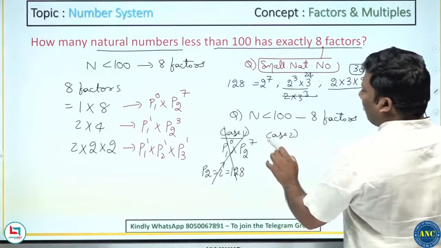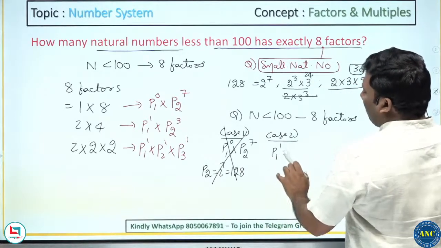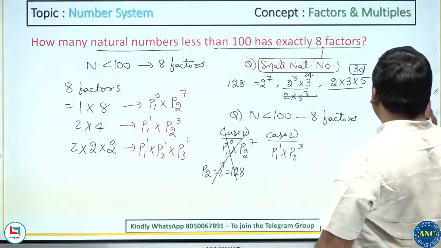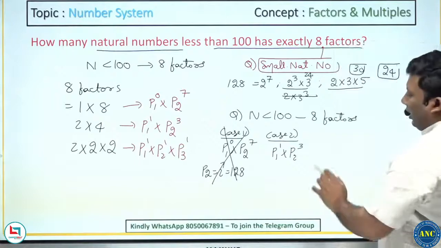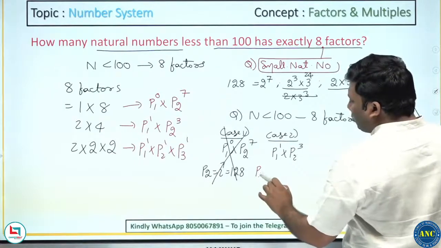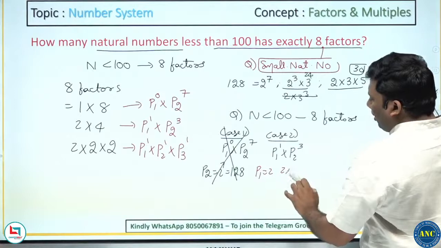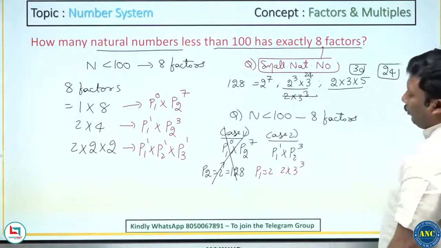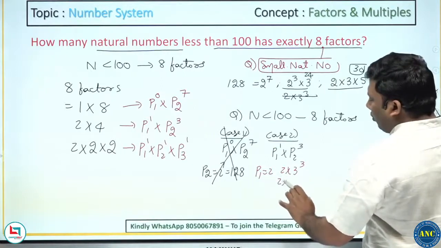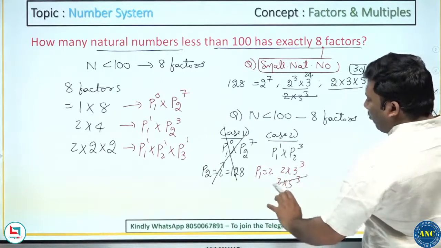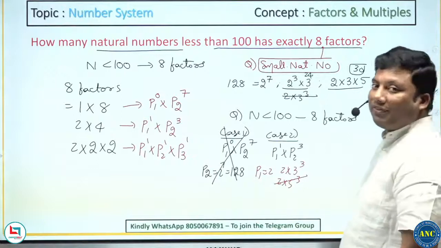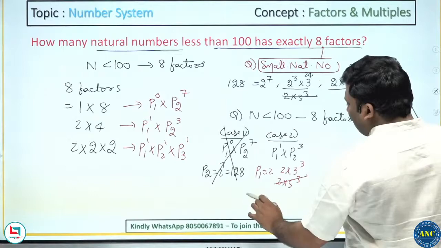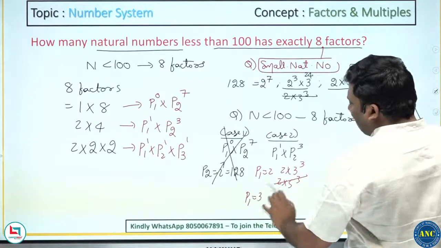All the cases we have to enumerate. P1 power 1 into P2 power 3. Let me start with P1 as 2. So 2 into 3 cube, 2 into 27, 54. It is less than 100. 2 into 5 cube, 125 into 2, 250. 250 is greater than 100, not possible.